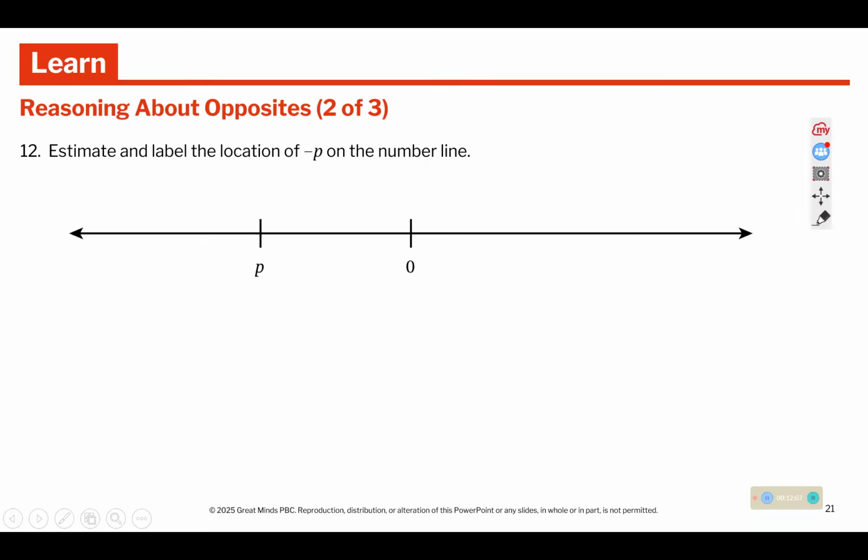Estimate the location of the opposite of P on the number line. So we're looking to make it about the same distance, but in the opposite direction. And we'll put the opposite of P here. We don't have any values other than 0 to help us identify what number it could represent, but we are able to locate it based on the distance it is from 0.